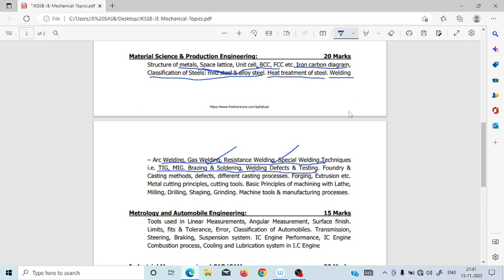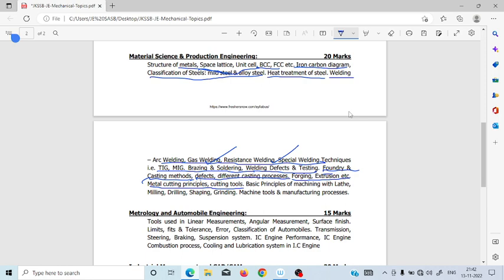This is mostly a theoretical topic. We'll discuss non-destructive and destructive testings. Then we'll move on to casting. Foundry and casting are mostly the same things. We'll discuss its defects and the different casting processes. After that, we'll move on to forging, extrusion, which are the applications of metal cutting principles and cutting tools.